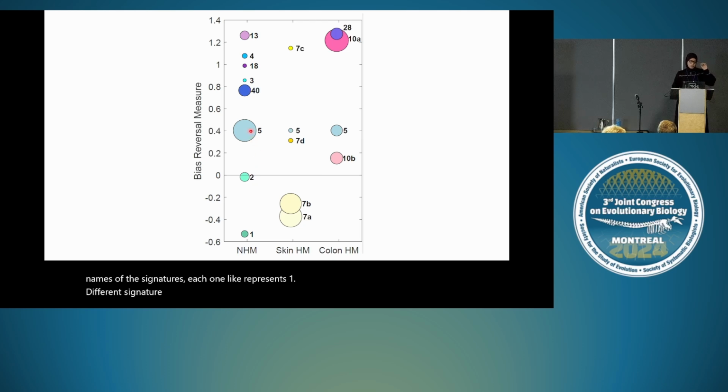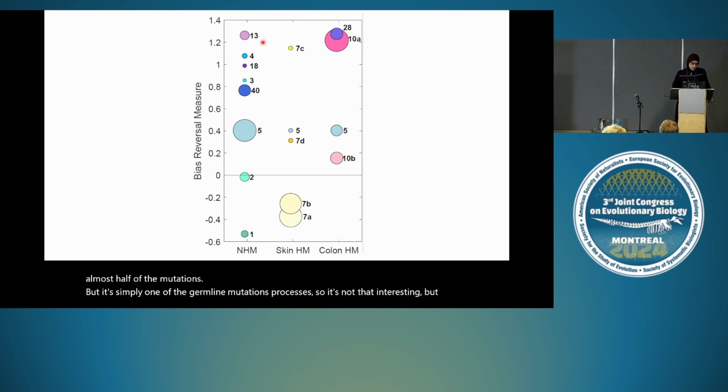The height of the center of each circle represents the bias reversal measure, as you see on the y-axis here, and the size of the circle is the weight of that signature. Before talking about specific ones, you see that most of the signatures have positive bias reversal measures, so most of them are contributing to the reversal. We see that signature 5 has almost half of the mutations, but it's simply one of the germline mutational processes, so it's not that interesting.